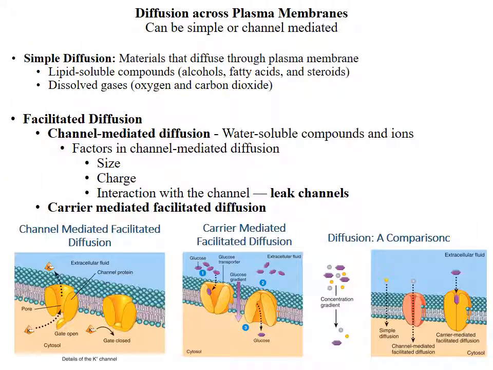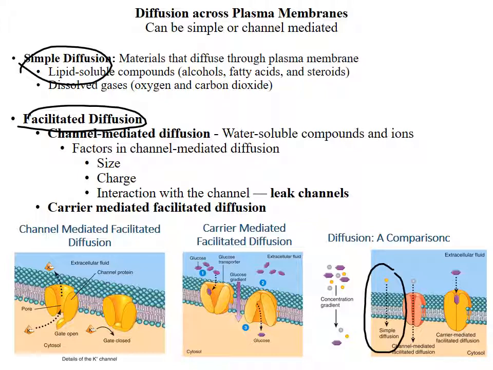So when we talk about diffusion, we're going to talk about two main kinds of diffusion. We're going to talk about simple diffusion, and we're going to talk about facilitated diffusion. Simple diffusion is just simply the movement of molecules across the membrane from an area of high concentration to an area of low concentration.